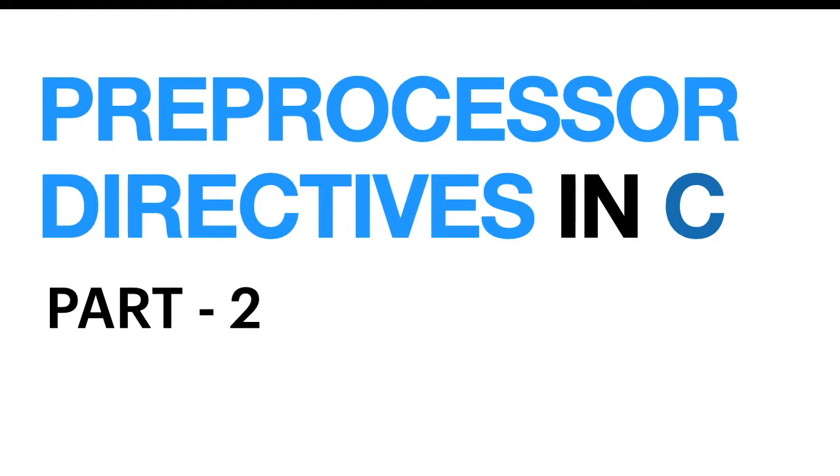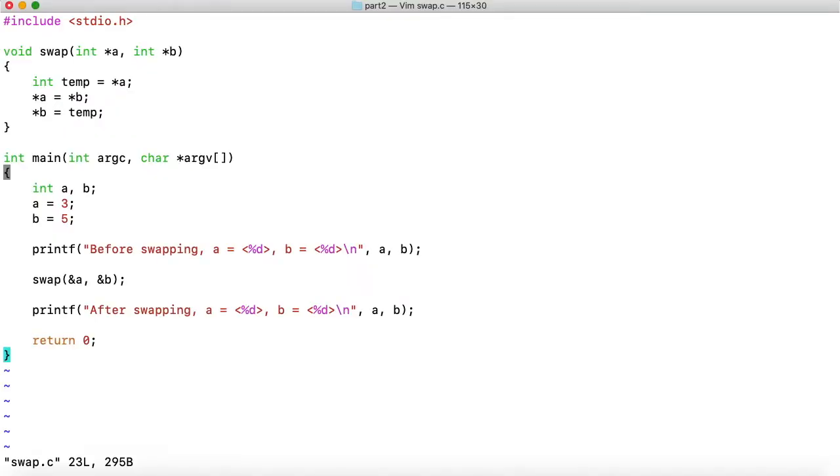Hey guys, so in this video we will take some examples on macros to understand where they are used in the real world. So here we have a program to swap two numbers. It takes the address of the numbers and makes a swap. We have given a value of 3 to A and 5 to B. Before swapping it should be 3 and 5 and after it should be 5 and 3.